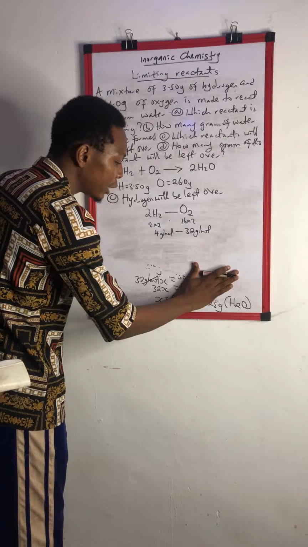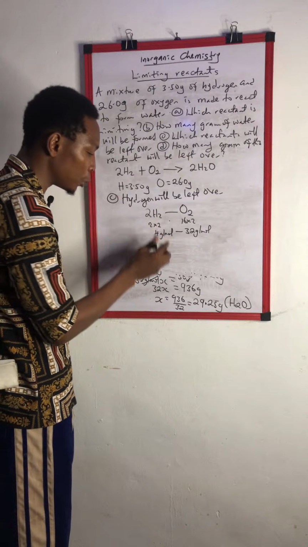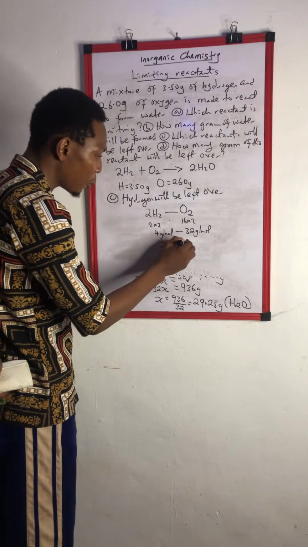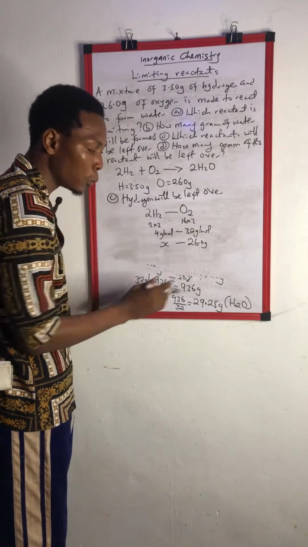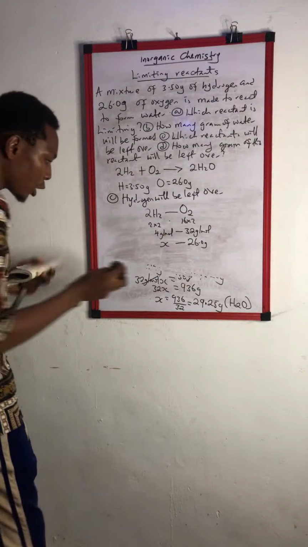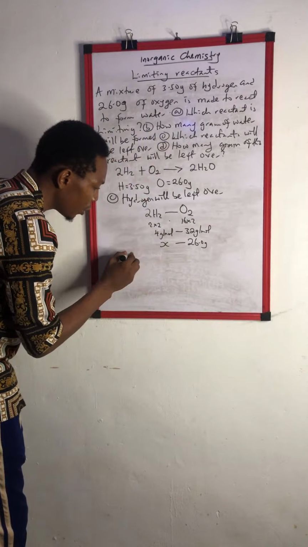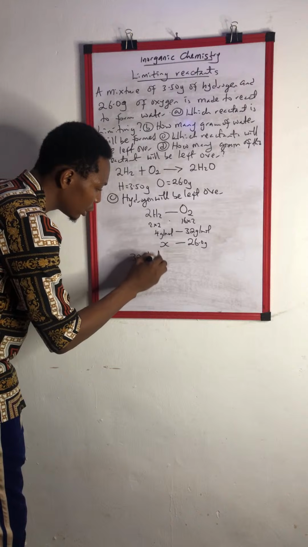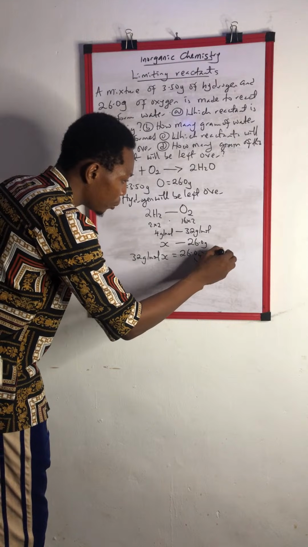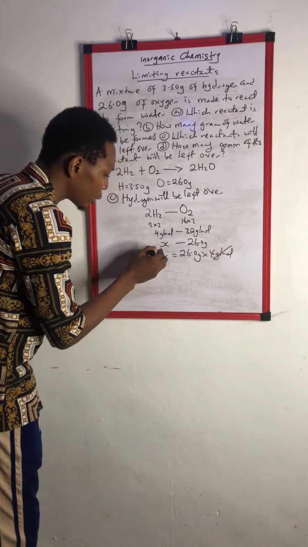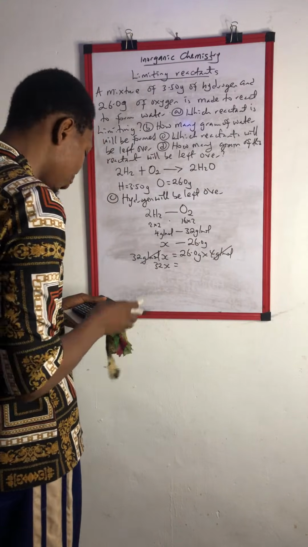So gram per mole is equivalent to gram per mole. We are looking for the mass of hydrogen. I can call that X. And we know the mass of oxygen to be what? 26.0 grams. So what do we do? Cross multiply. So we are going to have 32 grams per mole times X equals 26.0 grams times 4 grams per mole. So gram per mole cancels out gram per mole. We get 32x equals 26 times 4.